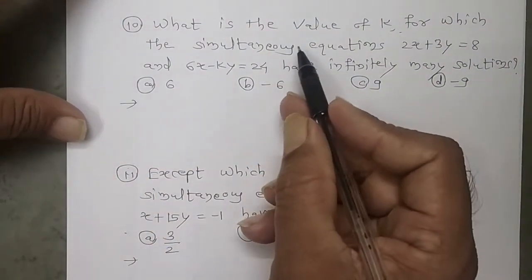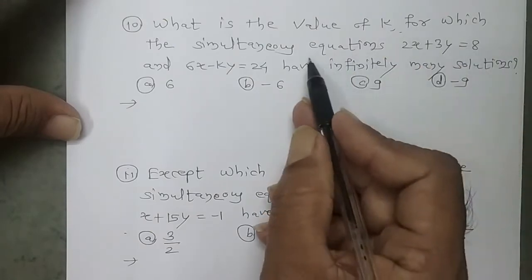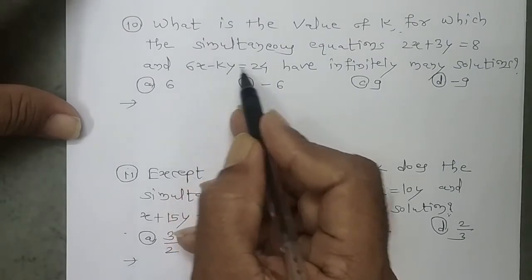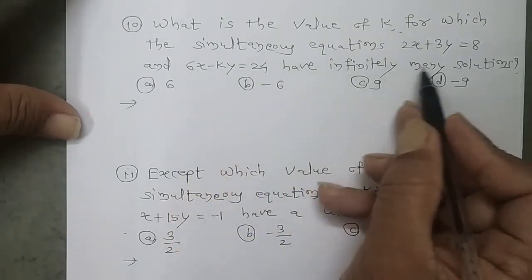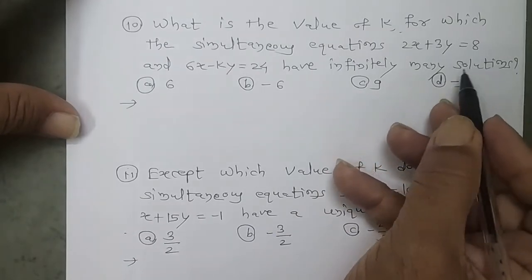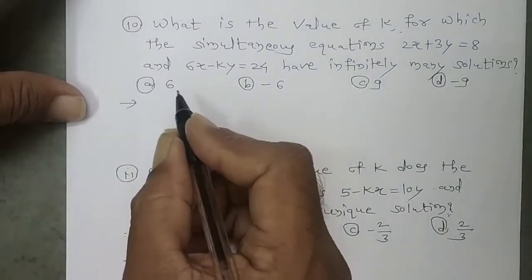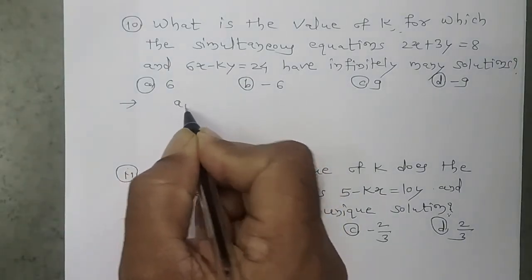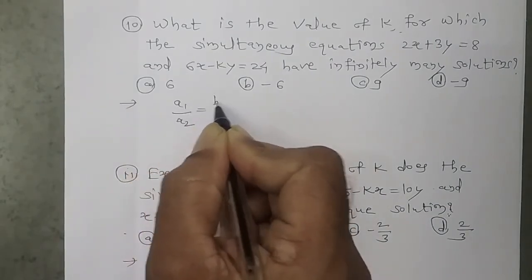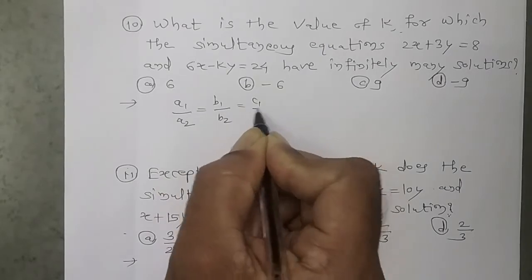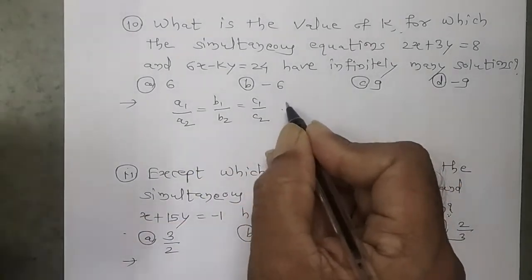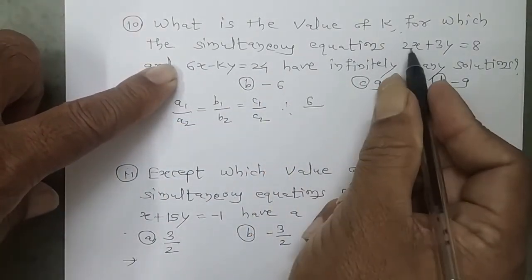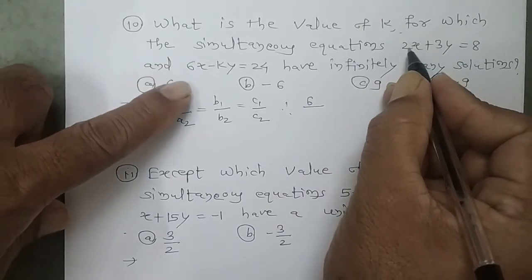Next, number 10. What is the value of k for which the simultaneous equations 2x plus 3y is equal to 8 and 6x minus ky is equal to 24 have infinitely many solutions? Now we know the condition for infinitely many solutions: a1 upon a2 is equal to b1 upon b2 is equal to c1 upon c2. Therefore put values. Sorry, a1 is 2.